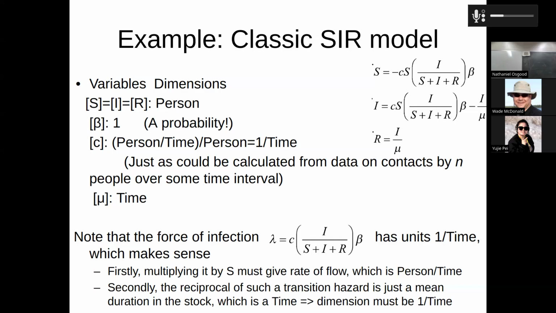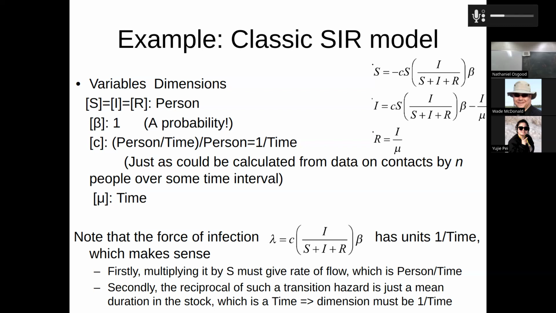C is how frequently each person meets another person. It's actually 1 over time. So frequency of connections. How many connections they have per unit time. Okay. Mu, the duration of infection, is of unit time. What's the dimension of I over S plus I plus R? Unit dimensions, fraction.